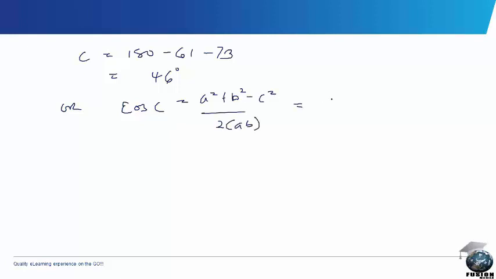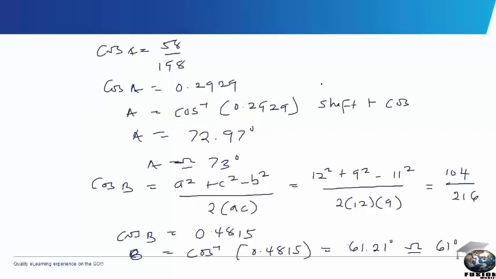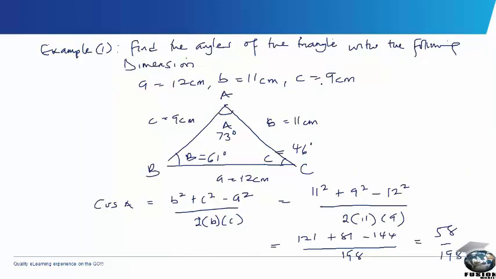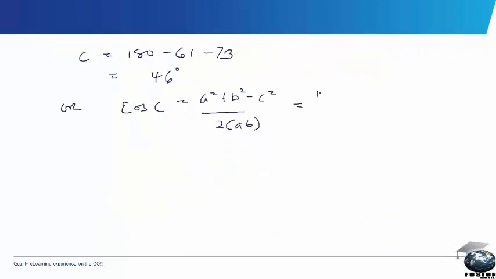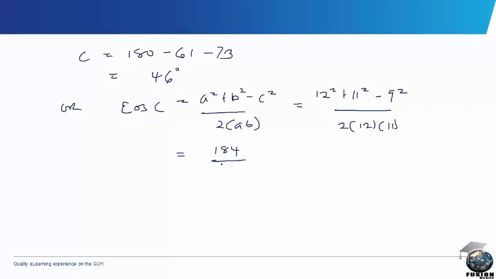Where we have that a is equal to 12, b is 11, and c is 9. So cos C is equal to 12 squared plus 11 squared minus 9 squared, all over 2 times 12 times 11. Adding 12 squared and 11 squared and subtracting 9 squared, you have 184. Do that carefully, we want to save time. And 2 times 12 times 11 gives us 264.